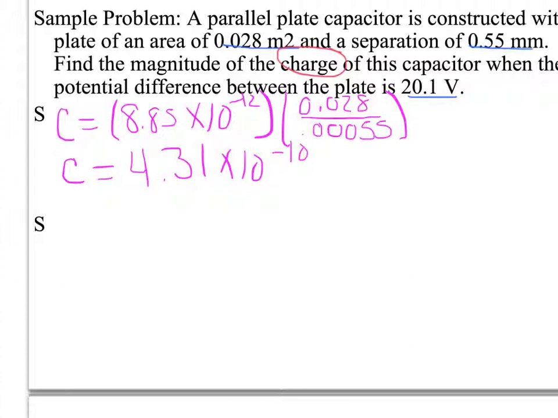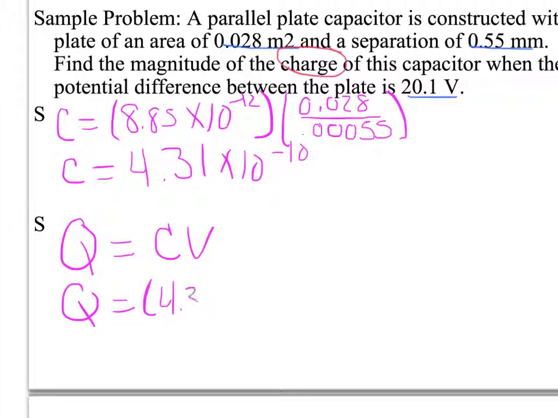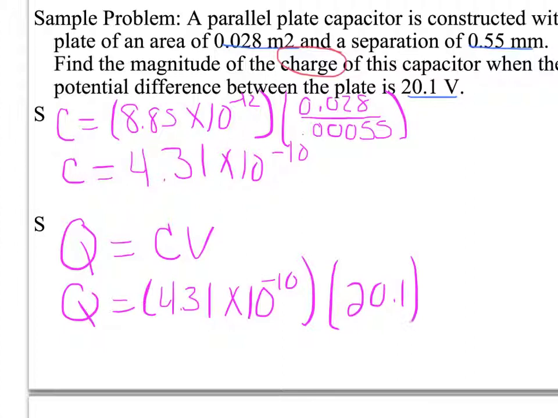Now we're going to take that answer and plug it back into our other equation to solve for charge. So Q equals C times V. That gives us Q equals 4.31 times 10 to the negative 10th times 20.1 volts. And that equals 9.06 times 10 to the negative 8th coulombs.